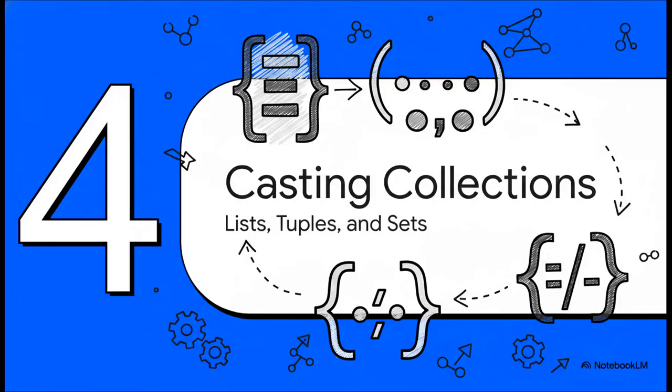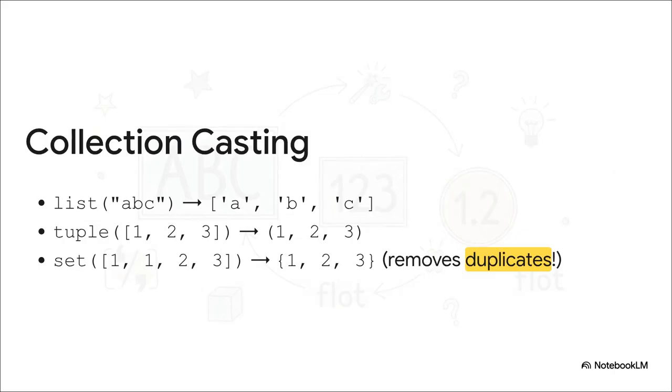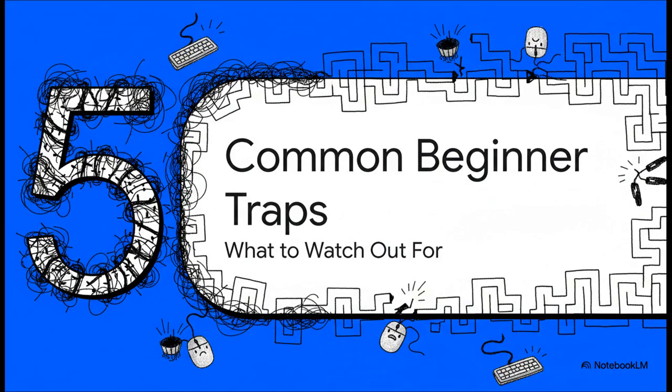Okay, so we've covered the basics, but you can also use these same ideas to convert between different kinds of collections, like lists, tuples, and sets. So you can do stuff like turn a string into a list of its individual characters or turn a list into a tuple. But check this out, here's a really cool trick. If you cast a list to a set, it automatically gets rid of any and all duplicate values for you. That is super handy.